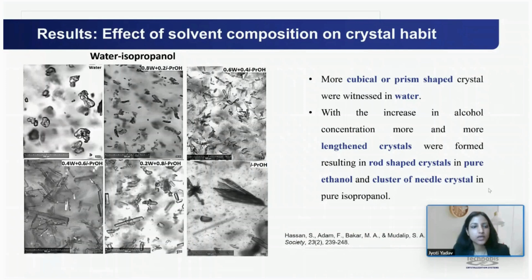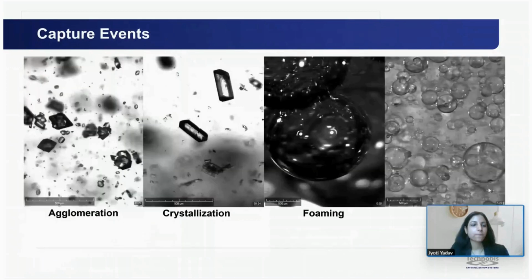Next, similarly, these are the different images taken with the Crystalline camera showing different processes such as agglomeration, crystals forming, and oiling out.